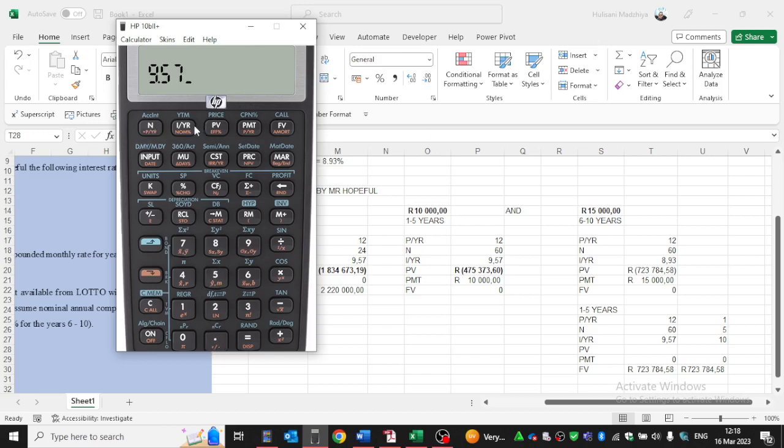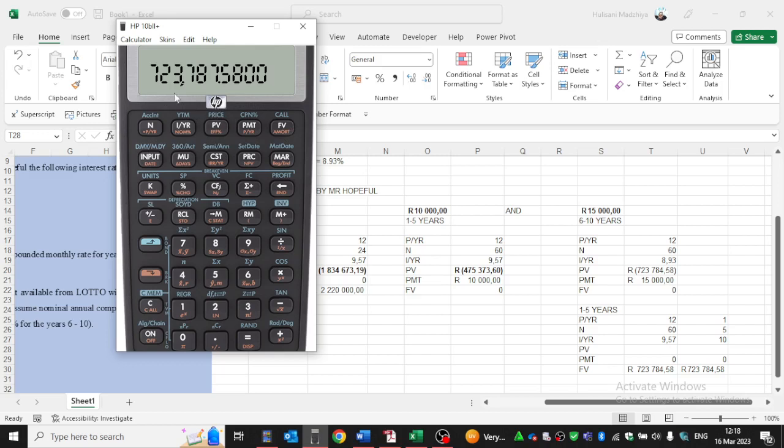The rate will be 9.57. And then we move towards our PMT, which is going to be 0 for the period of 1 to 5 years for this investment, because he's only going to start withdrawing 15,000 at the end of 6 years. So therefore we're going to have 0 there, and the future value will be 723,784.58 cents.